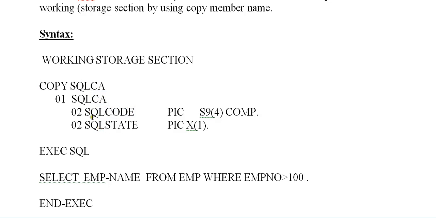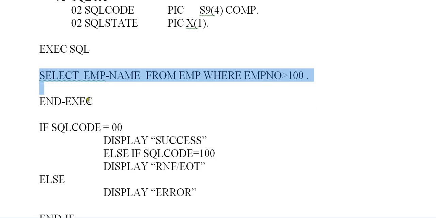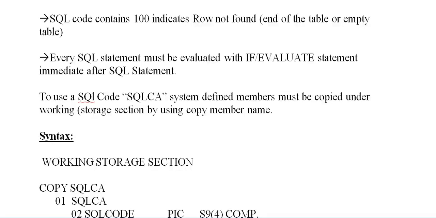So SQLCODE is PIC S9(04) COMP, and SQLSTATE is PIC X(05). Now you start your SQL statements. As you'll be writing your query: SELECT EMP_NAME FROM EMP WHERE EMP_NUMBER greater than 100. This is a simple query that I'm trying to treat. So how do you handle this situation? How do we evaluate these things?